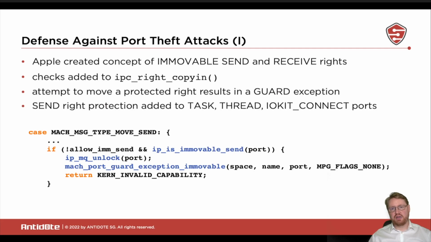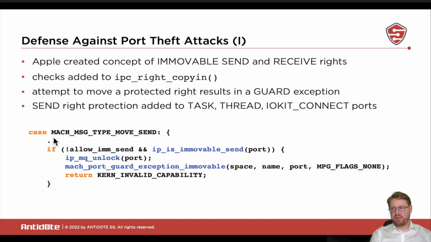They basically added a number of checks in various places, but the most important ones are in a function called ipc_right_copyin. This is the function that is used to take a port that is referenced from userland and make it available to kernel land. And the problem here is that if there's a protection, like an immovable send right, then you can never actually attempt to move the send right from one process to the other, from one task to the other, because this function here would detect this.